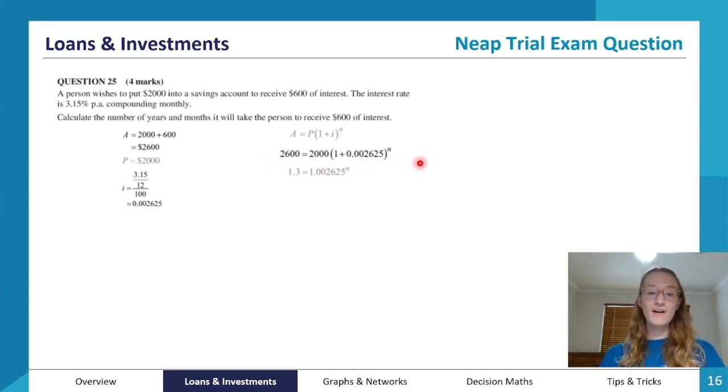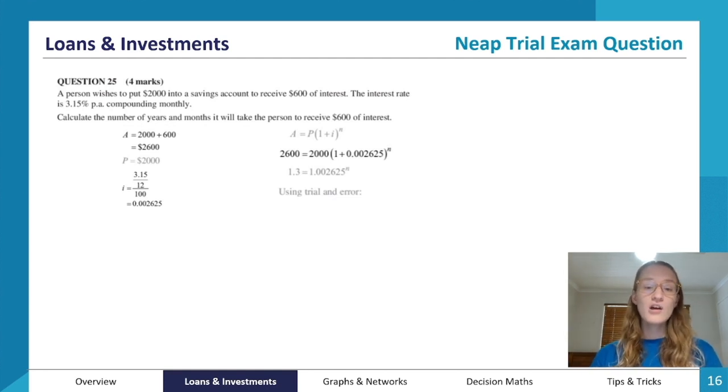To simplify this, they've divided each side by 2,000 so that we can isolate more of our variables. So we took 2,600 and divided it by 2,000. We divided this side by 2,000 as well, and that cancelled out. So we're left with 1.3 equals 1 point, our I value, to the power of N. And now to solve for N, we're actually going to use trial and error, which is a totally appropriate method to try and find the value of N, because otherwise we'd need to use logarithms, and that gets really complicated, and we actually don't learn that in general math. So that's not a way that we need to use to solve the problem.